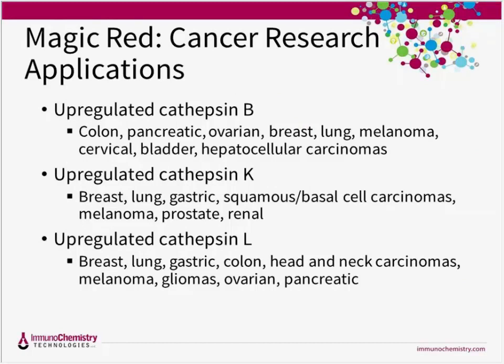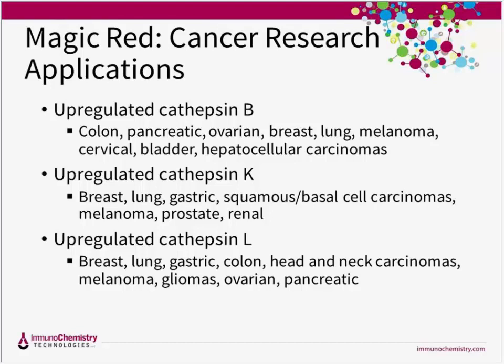Cancer research applications of our Magic Red products abound, as cathepsins have been found to be upregulated in many different types of cancers. Cathepsins are highly expressed in invasive tumors, and studies have demonstrated that they play a role in metastasis. Cathepsin B is highly expressed in colon, pancreatic, ovarian, breast, and lung cancers, melanoma, cervical cancer, bladder cancer, and hepatocellular carcinomas.